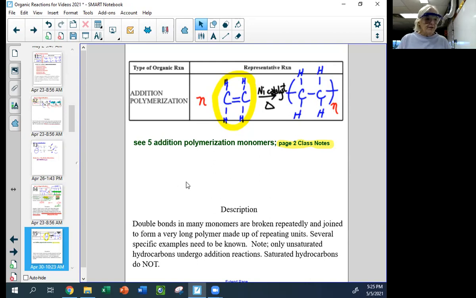There are 5 addition polymerizations you need to know, and these are on page 2 of your class notes. The description reads, double bonds in many monomers are broken repeatedly and joined together to form very long polymer made of repeating units. Several specific types you need to know. Note, only unsaturated hydrocarbons, that means a hydrocarbon with a double or triple bond, and we'll talk about only double bonds, undergo addition reactions. Saturated hydrocarbons do not undergo any addition reaction.